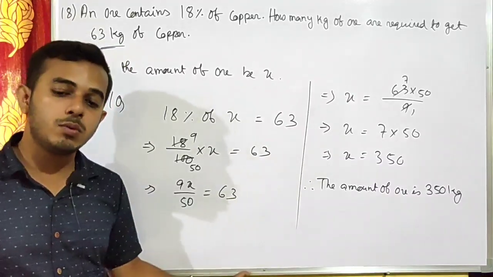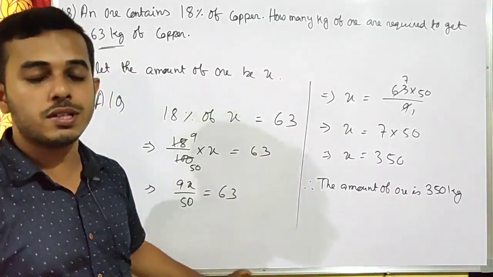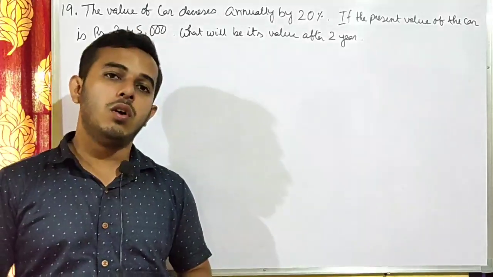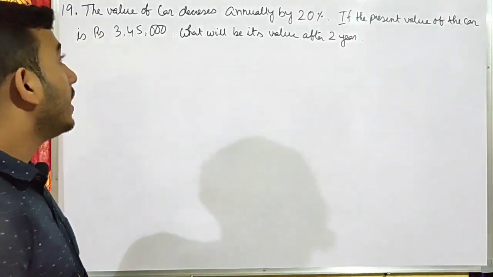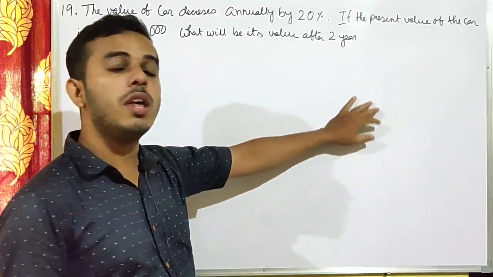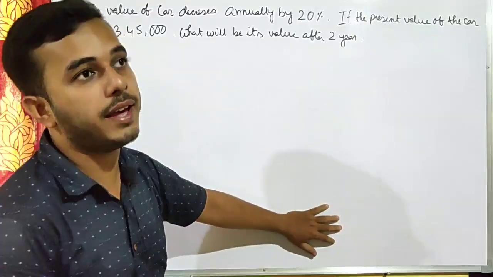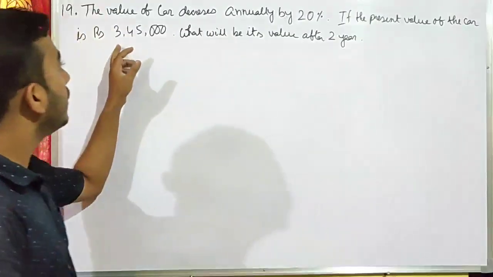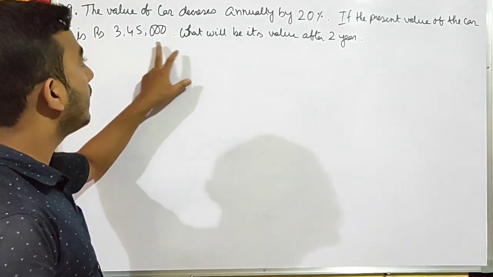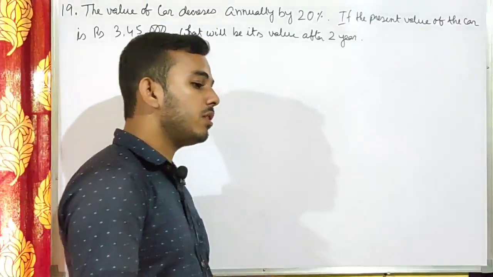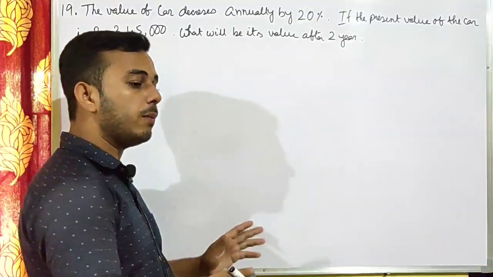Now let us move to our next and last question of today's class, question number 17. The question is about a car. The value of the car decreases annually by 20%. Annually means in 1 year it decreases by 20%. If the present value of the car is 3,45,000, what will be its value after 2 years?